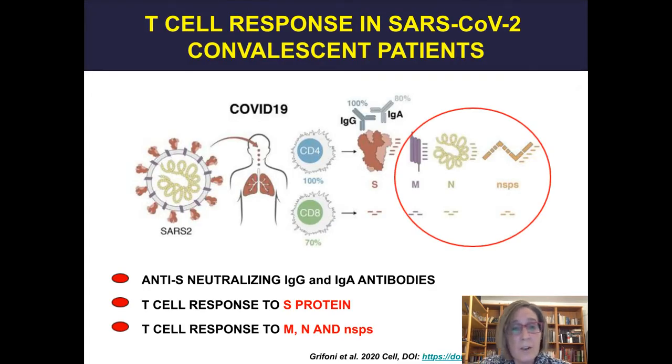Although the correlates of protection for SARS-CoV-2 are not completely known, there is some information from convalescent patients about the conditions of a protective immune response. IgG and IgA neutralizing antibodies against the S protein have been found in almost all the patients, in addition to a cell response against the S protein. Interestingly, CD4 and CD8 T cells specific against epitopes present in M, N, and non-structural proteins were also found, indicating that other viral proteins in addition to S protein are also required to get a protective immune response.